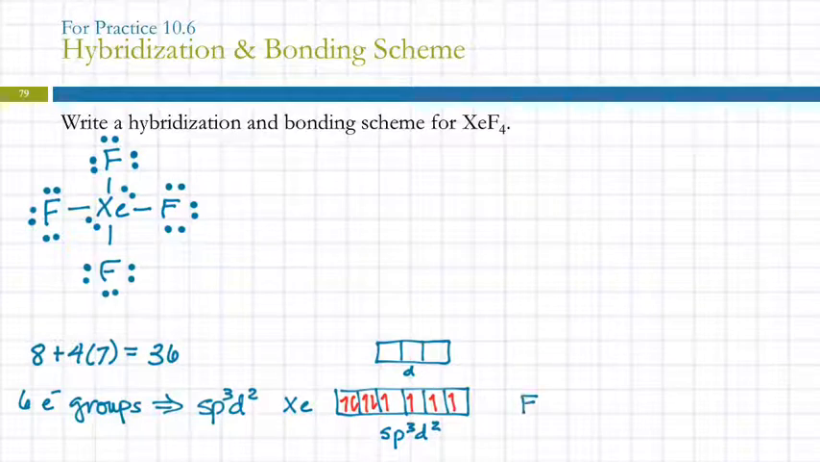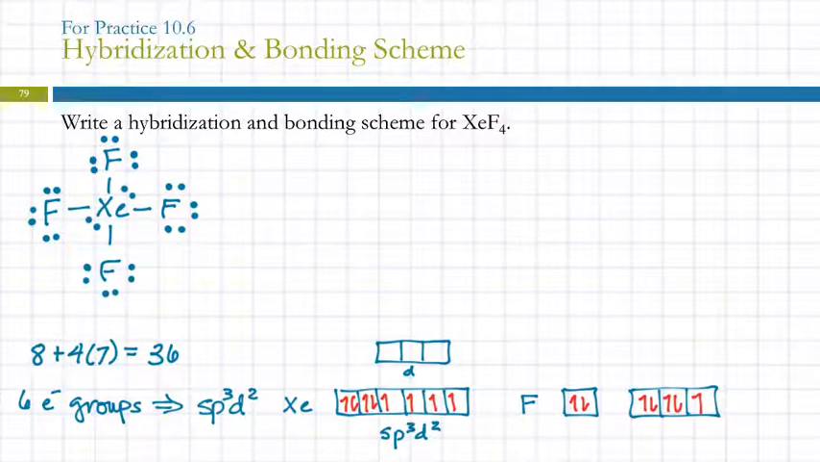So fluorine, we're not going to do hybridization for the fluorine. Fluorine has 7 valence electrons. It's going to look like that. This is S, this is P. So it's this half-filled orbital on a fluorine that's going to overlap with one of those.